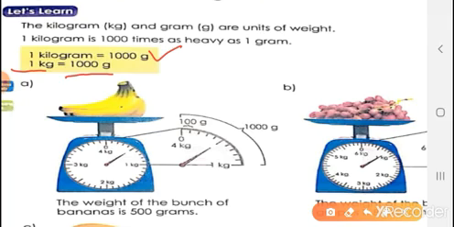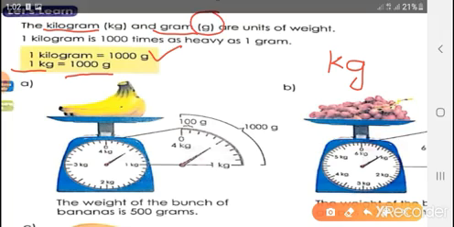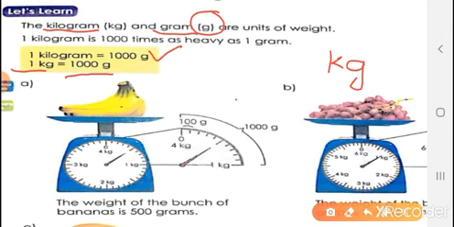So what are the units of weight that we have learned? Yes, these are kilograms and grams. And what do we write to represent kilogram? Yes, we write kg to represent kilograms. What do we write to represent grams? Yes, we write g to represent grams.